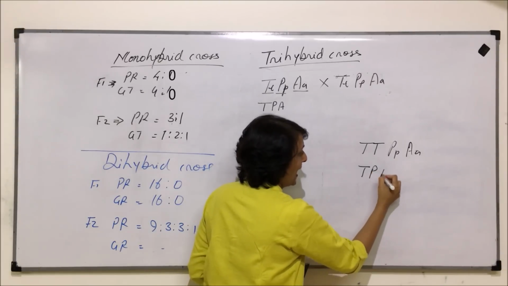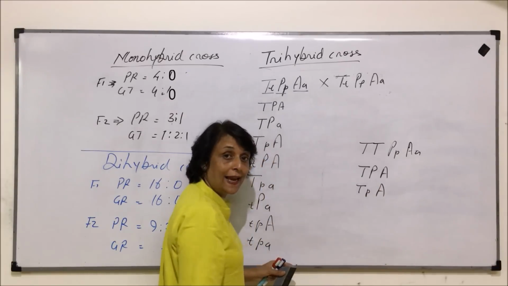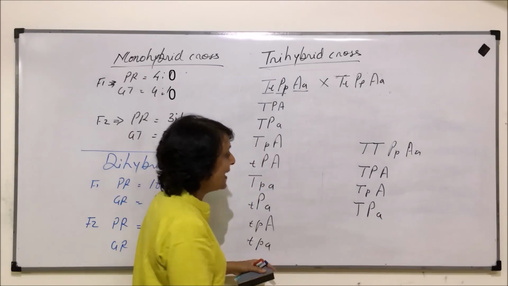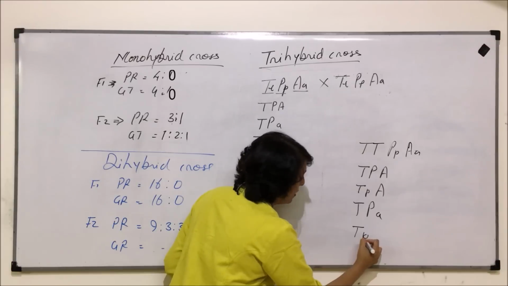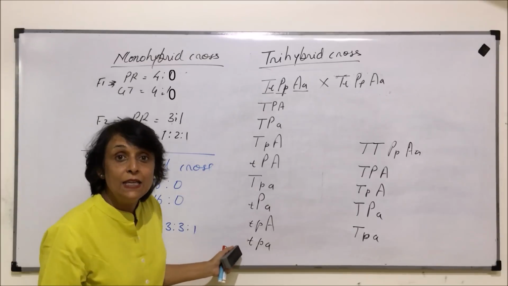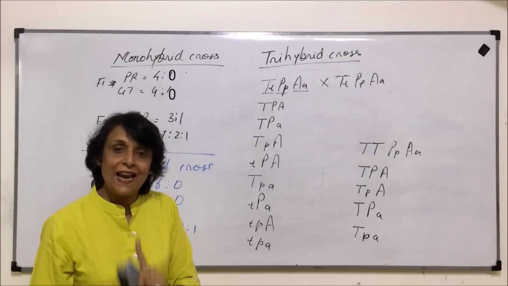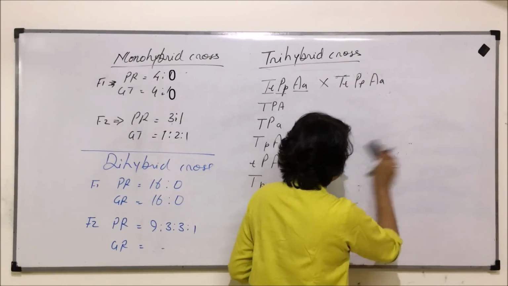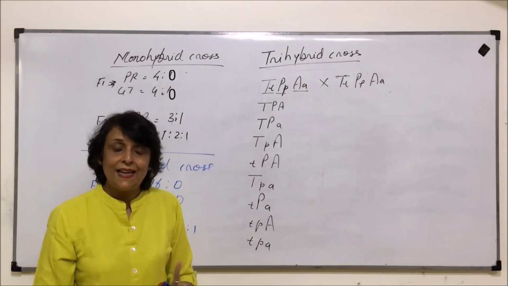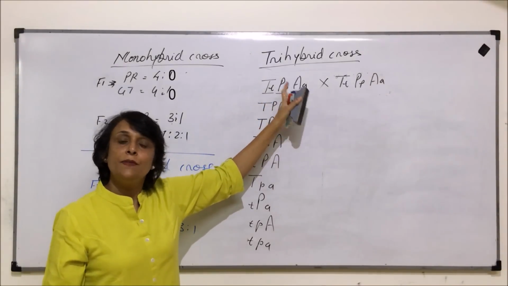Capital T with P and A. Then capital T with small p and capital A. Capital T with capital P and small a. And then capital T with small p and small a. How many types are possible here? It is not 8 types, but only 4, though 8 gametes are produced. So we have to remember that in a trihybrid cross, the number of gametes is 8 always, but the types can vary depending upon the genotype of the parent.